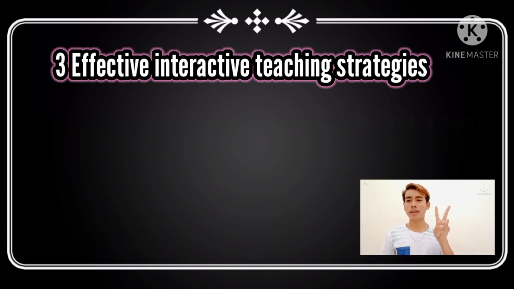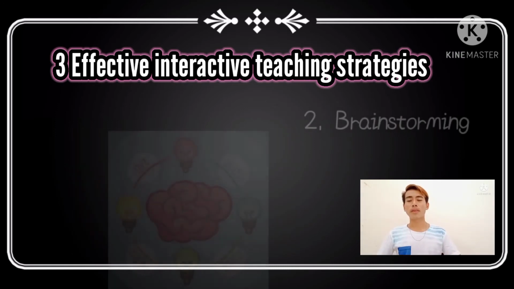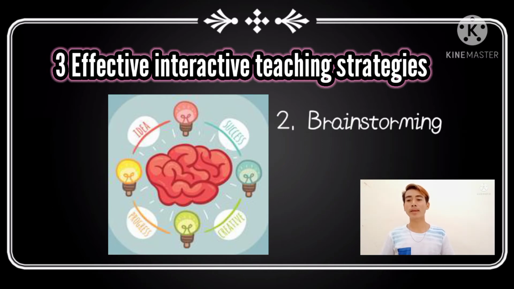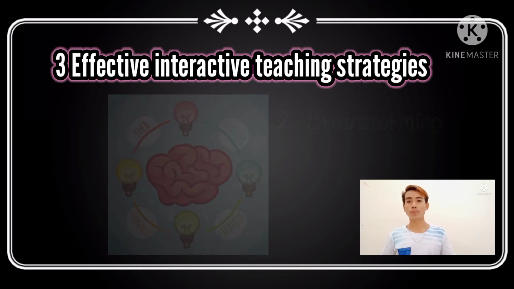The second one is brainstorming. This strategy, interactive brainstorming, is done in a community environment. The method can be used to generate new ideas and thoughts. Brainstorming teaches students how to collaborate and, most importantly, how to learn from one another.